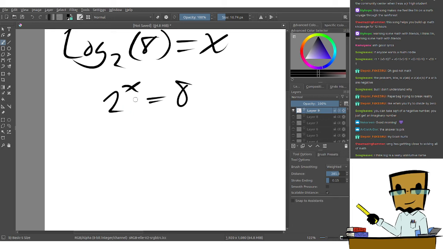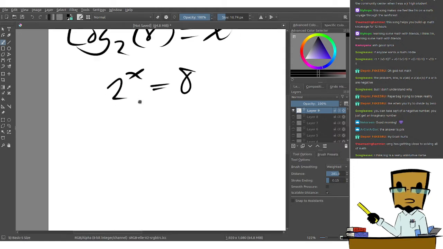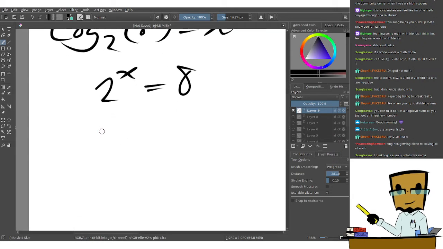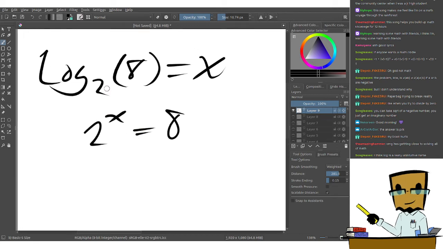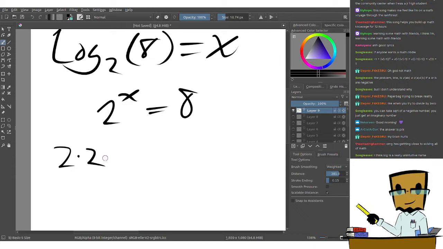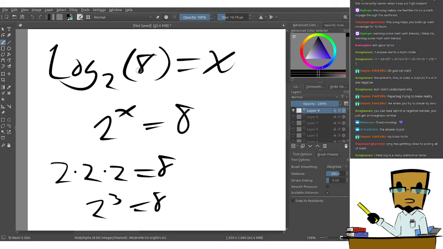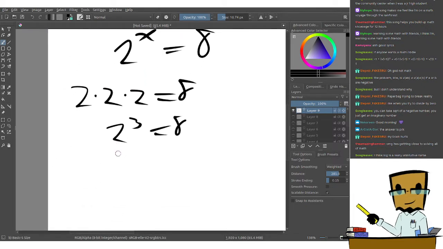It's very unintuitive. But anyways, you have a problem like this, where the variable is in the exponent, and a log is how you get it out. So, it basically means: to what power do you have to take the base to get the thing in the parentheses? So, we can solve this here. 2 times 2 is 4 times 2 is 8. So, we know that 2 to the power of 3 equals 8. So, log base 2 of 8 is 3.